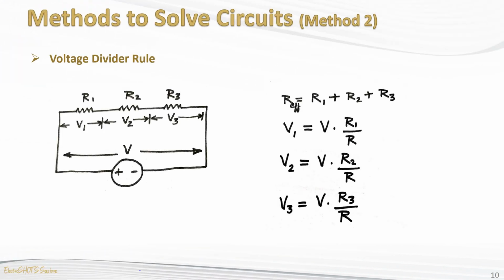In a voltage divider circuit, the rule is that the ratio of the voltages equals the ratio of the resistances. So the ratio of each resistor to the effective resistance can be equated with the ratio of the voltages, and the voltage drop across each element individually can be found even if you do not know anything about the current flowing through the circuit.